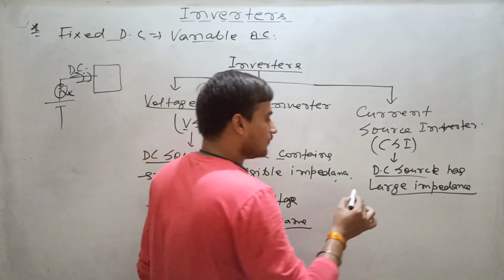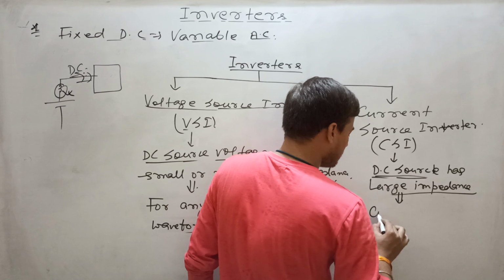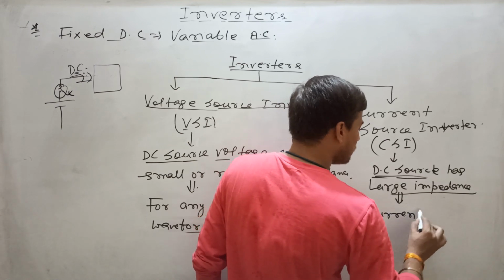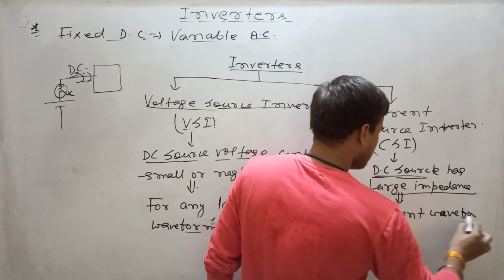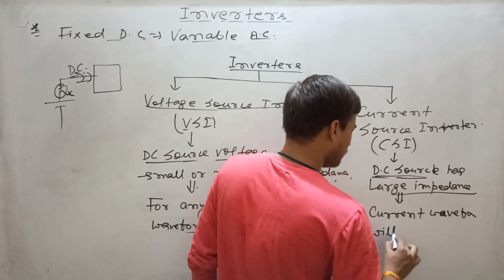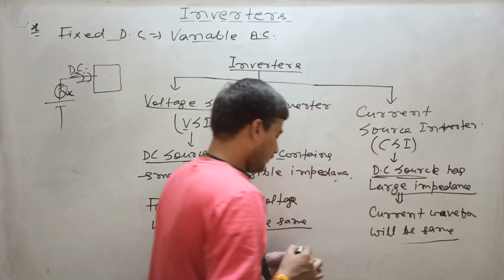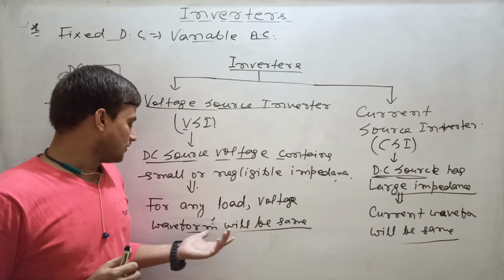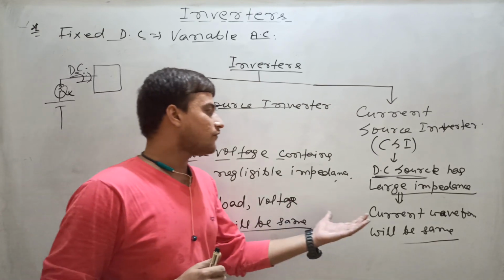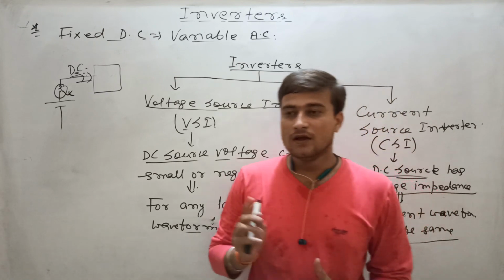Now in the case of current source inverter, here what will happen? Current waveform will be same. Clear? If you are having voltage source inverter, then voltage waveform will be same, and if you are having current source inverter, then current waveform will be same.